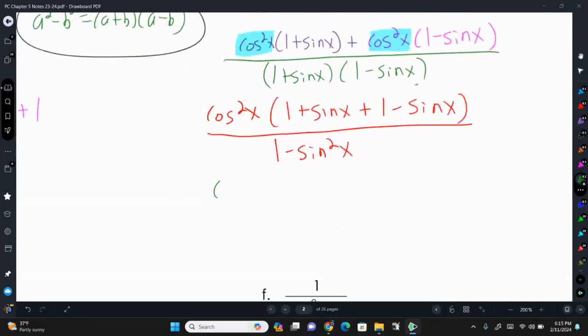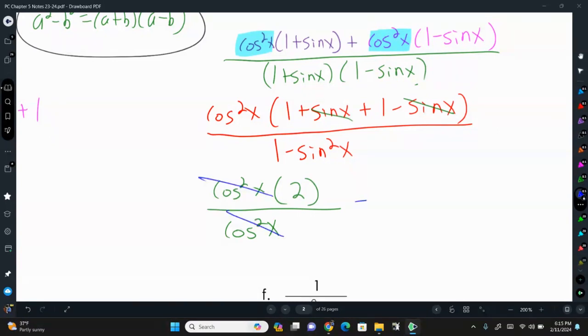All right, so now we have cosine squared x, and I can combine like terms in the parentheses, 1 plus sine plus 1 minus sine. Well, plus sine minus sine go away, so we have 2. And 1 minus sine squared is equal to cosine squared. And then these two can cancel, and we are left with 2.